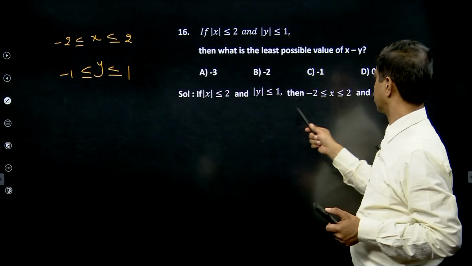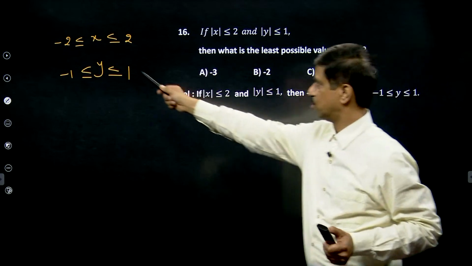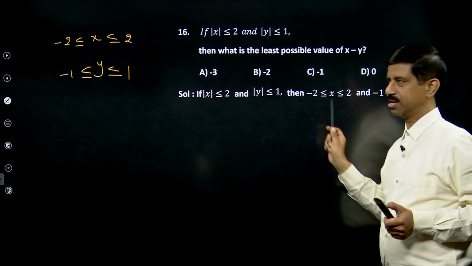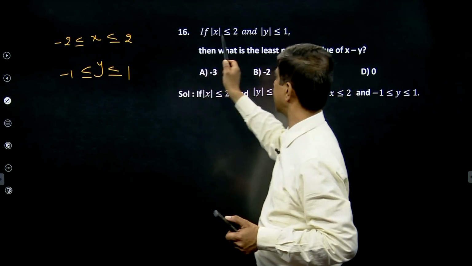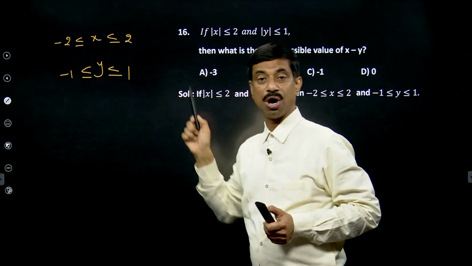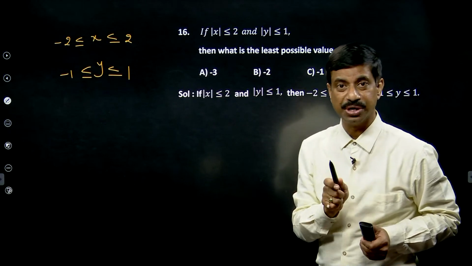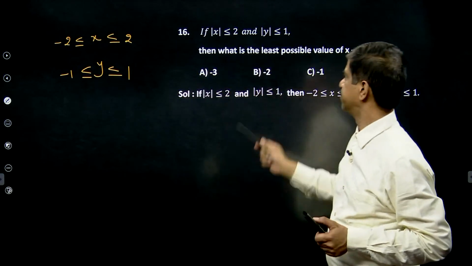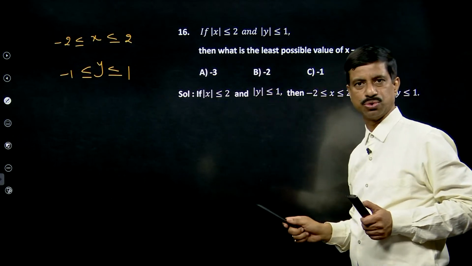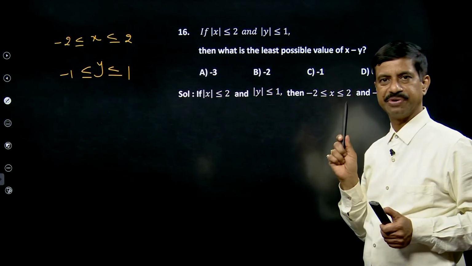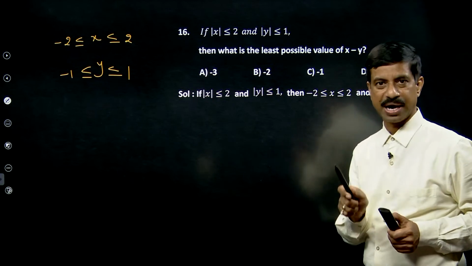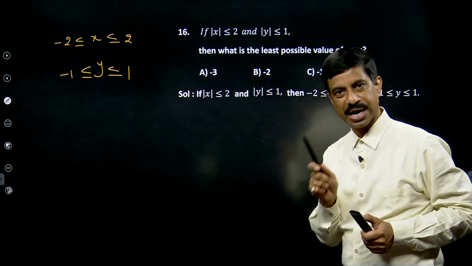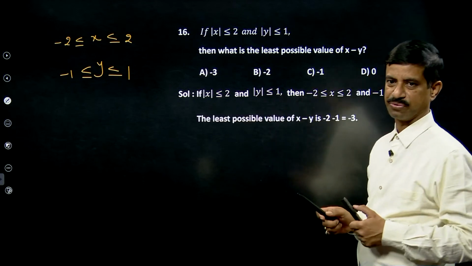So now look at this, children. Whatever we wrote here is written here also. I am always trying to give you the practice of how to write inequations. That's why I am always writing and showing here, children. So whenever mod x is less than or equal to 2, x lies between minus 2 and plus 2. Mod y is less than or equal to 1 means y lies between minus 1 and plus 1.